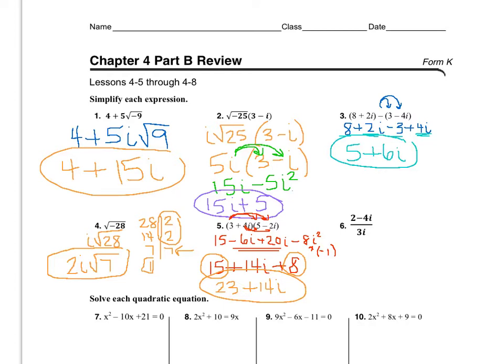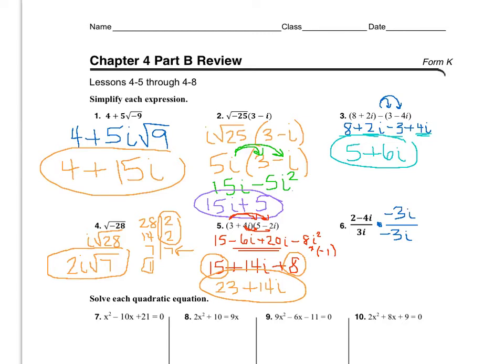Now this last problem, number 6, we see that we have a fraction, so there's division happening, but we have this i in the denominator, which isn't allowed. So we need to get rid of that. We're going to do something called rationalizing, and we're going to do that by multiplying by our conjugate, which remember is just going to be the opposite of what we have in the bottom.